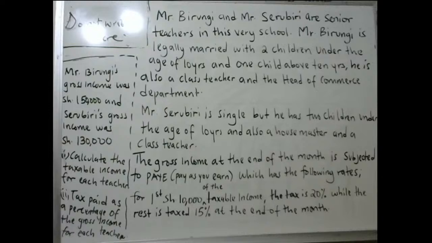Yes, calculate the taxable income for each teacher. You know where we get taxable income, the income that is supposed to be taxed. Taxable income is equal to gross income minus the total allowances. So you have to first get all the allowances, and then you remove the total allowances from the gross income. Then what you remain with is free to be subjected to taxation. Not all the salary that you get is supposed to be taxed, but there are allowances which are part of that salary, and they are not supposed to be taxed. At least you should be knowing that.